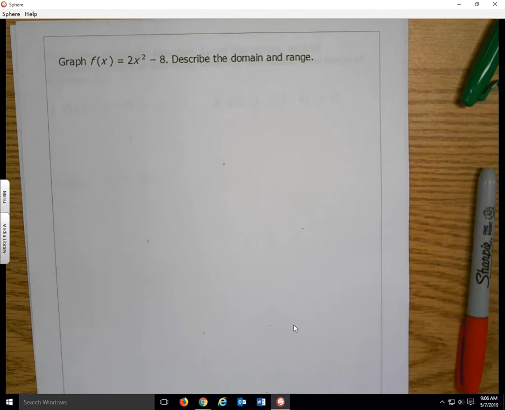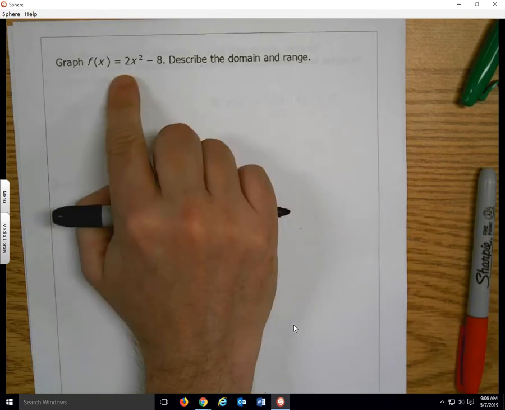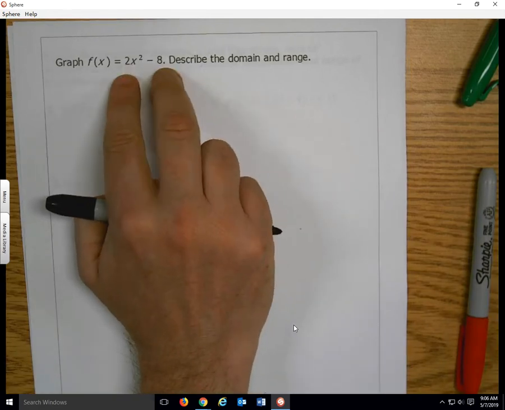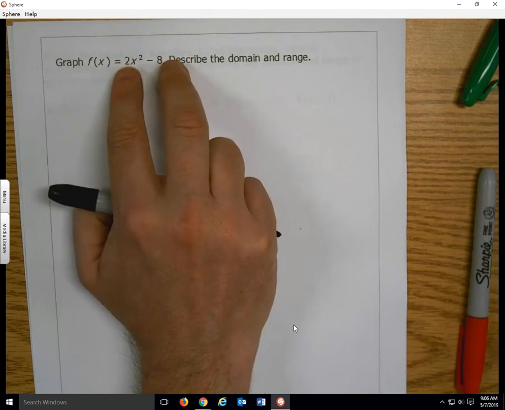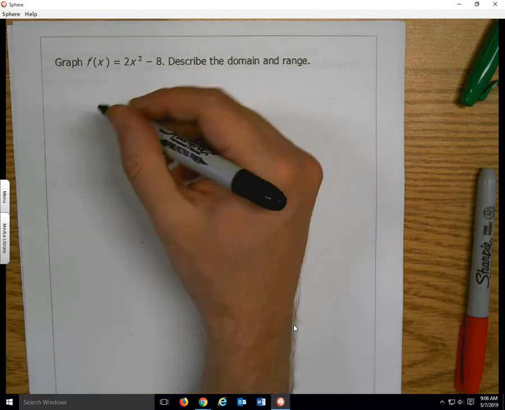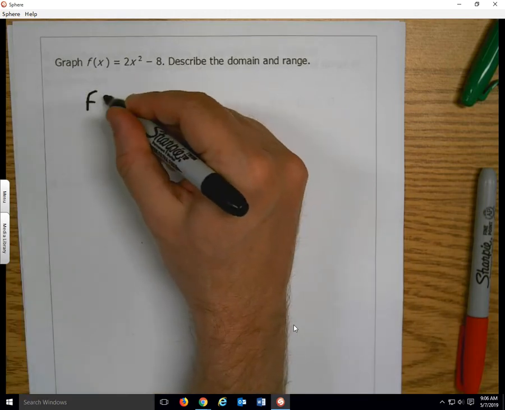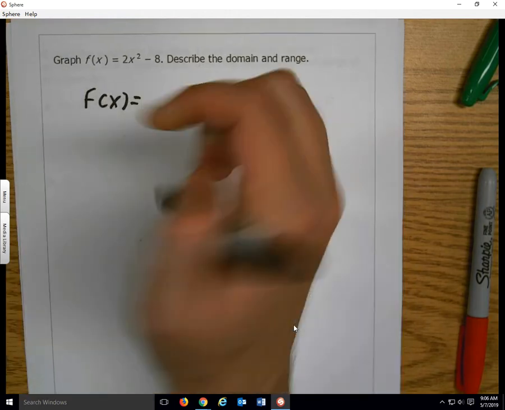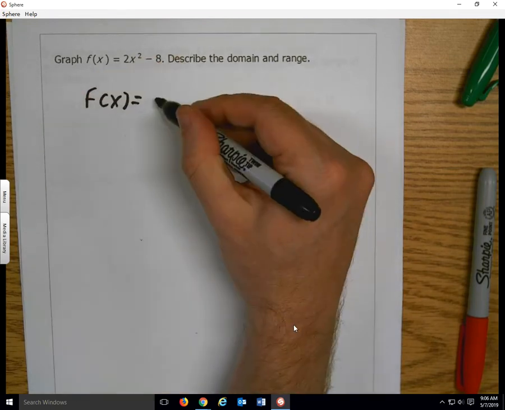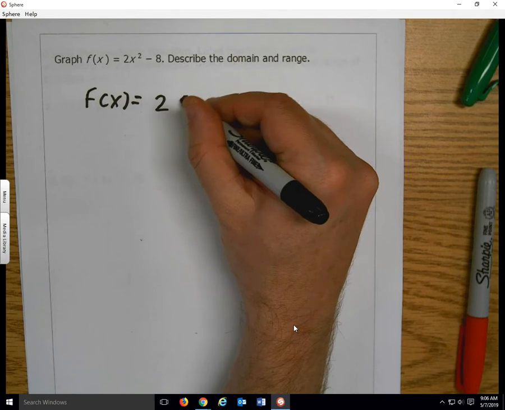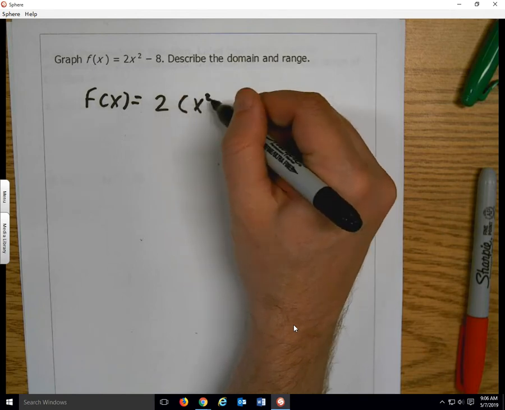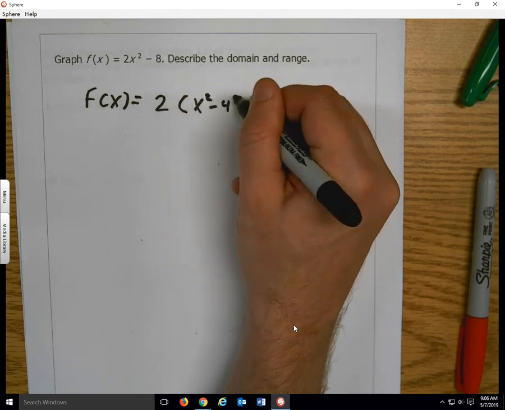Yes, we can. If you look carefully at these two terms, there's a greatest common factor that we can factor out. And what is the greatest common factor between a 2 and a negative 8? The GCF, the common factor, would be a 2. So factor out the 2, and then what would you have left? You'd have an x squared minus 4.